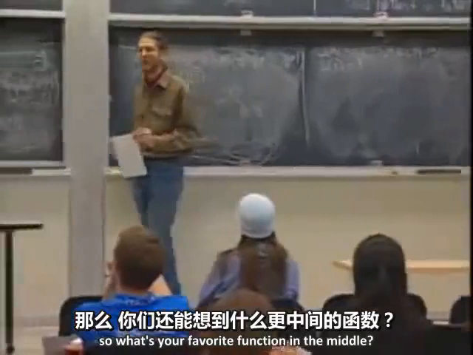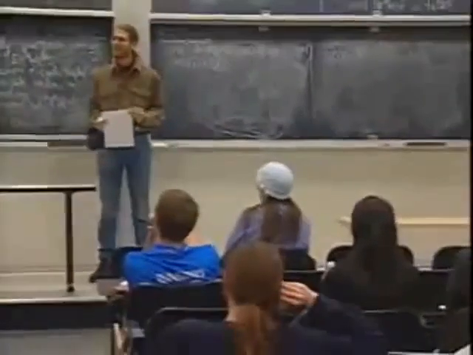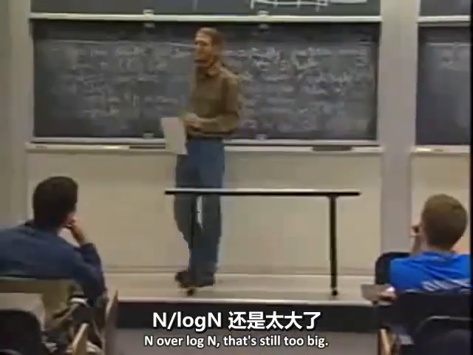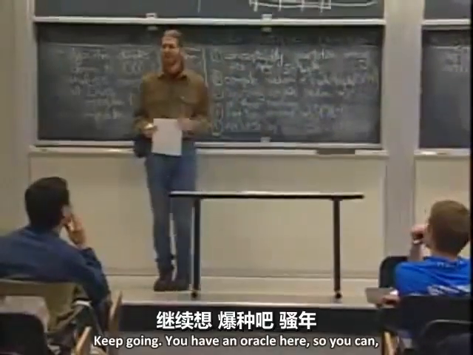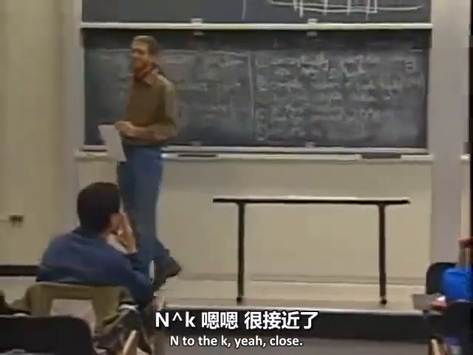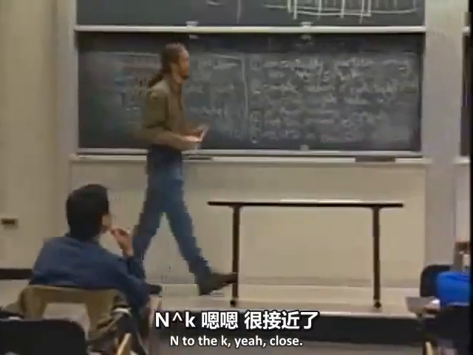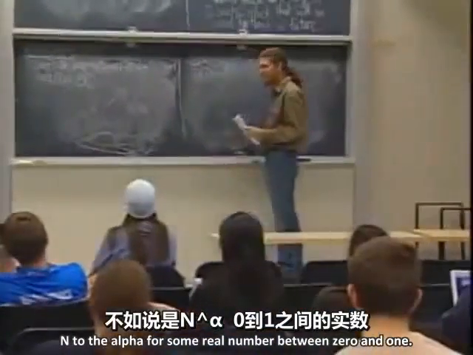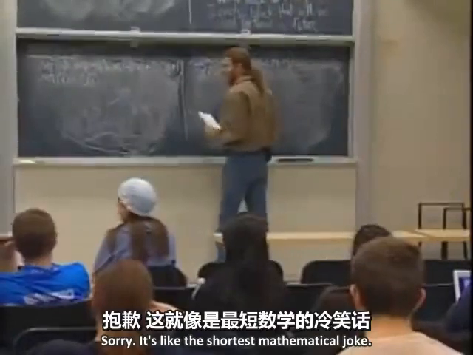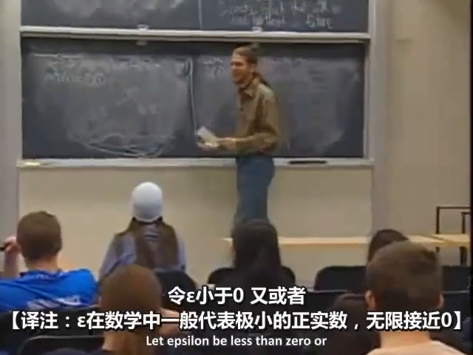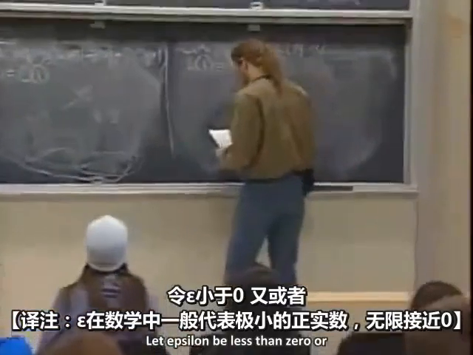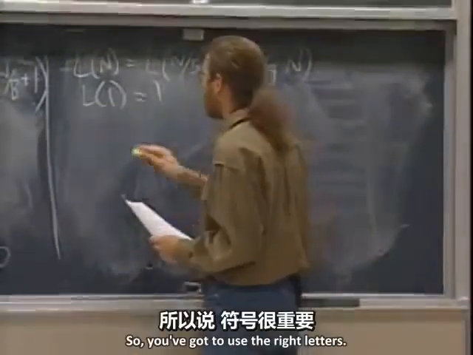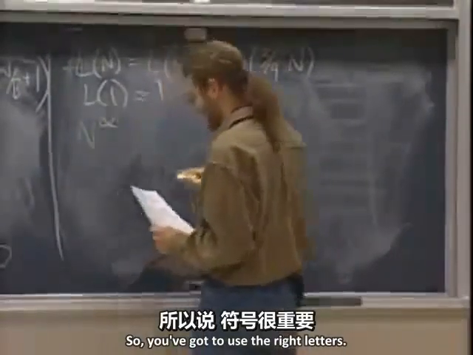So what's your favorite function in the middle? N over log n. That's still too big. Keep going. I have an oracle here, so you can. N to the k, yeah, close. I mean, k is usually an integer. N to the alpha for some real number between 0 and 1. Yeah, that's what you meant. Sorry. It's like the shortest mathematical joke: let epsilon be less than 0. Or for a sufficiently large epsilon, I don't know. So you've got to use the right letters.